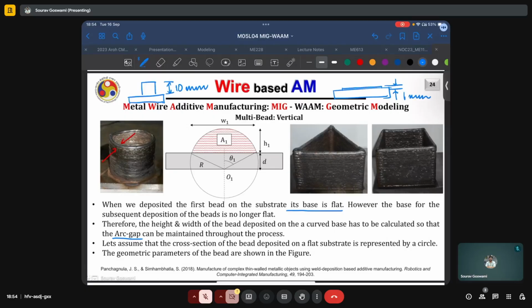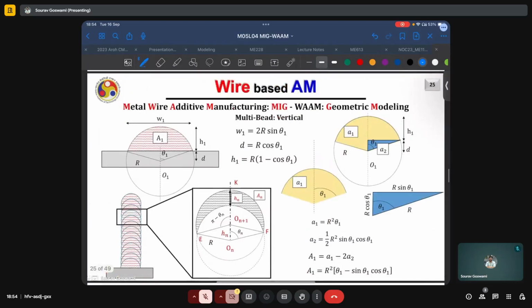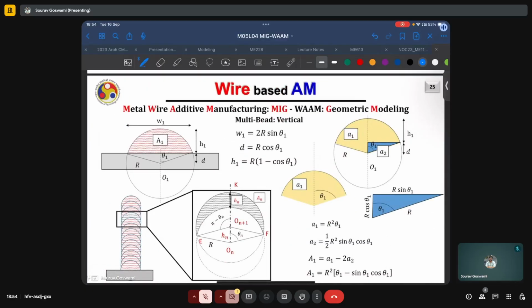This has also been modeled, this time by assuming the profile of the deposited bead as part of a circle. Previously, it was assumed as part of a parabola. So the very first bead, which is getting deposited, will have its center somewhere inside the substrate as shown here. And the angle subtended by this sector on the center will be 2 theta 1, and we are interested in finding this red area marked A1.